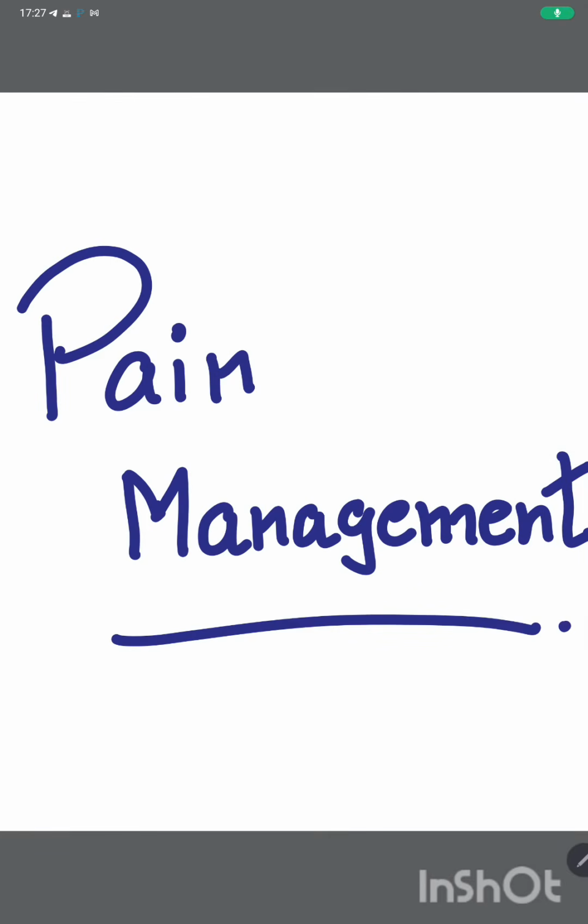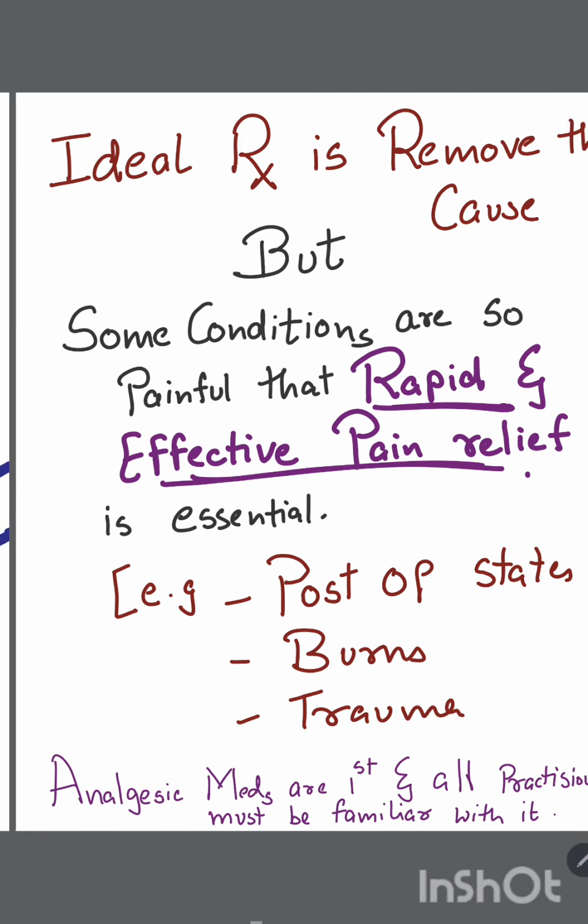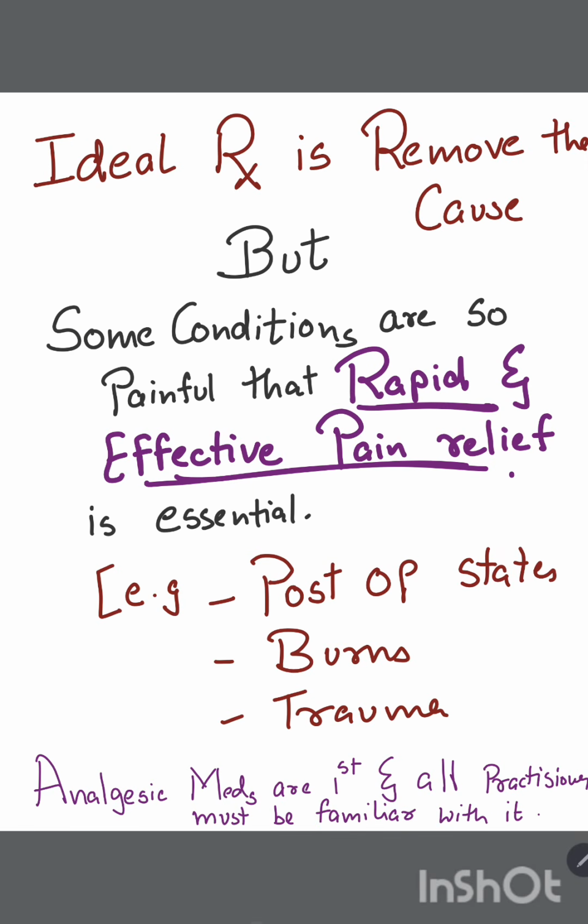Okay, so we'll continue with the pain management part. Ideally, treatment is to remove the cause, but sometimes conditions are so painful that rapid and effective pain relief is essential. Examples: postoperative states, burns, and trauma. These conditions are so painful that rapid pain relief is a must. Therefore, analgesic medications are first line, and all practitioners must be familiar with them.